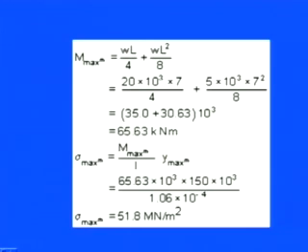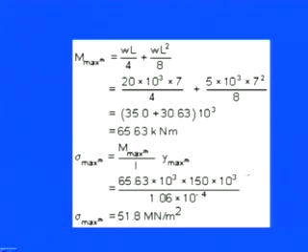Then we have L, that is 7 meter, divided by 4, plus w, which is 5 kilonewton per meter. So 5 into 10 to the power 3 into 7 square, because the total length of the beam is 7, so 7 square divided by 8. If you compute, then the maximum bending moment is 65.63 kilonewton meter.